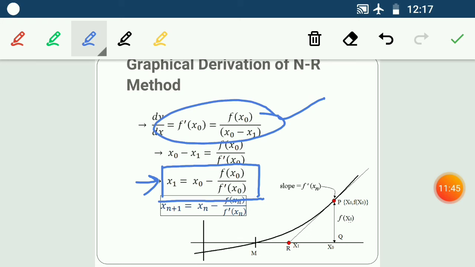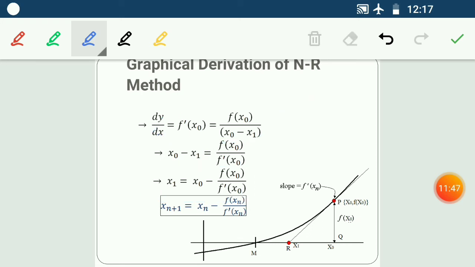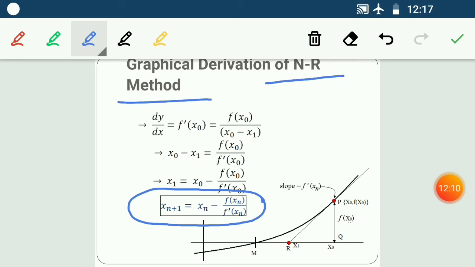So in general, if I have to go for a number of iterations, what will be my representation of the equation? That is x n plus 1 equals x n minus f of x n divided by f dash x n. So this is the equation which is going to be used for the calculation using the Newton-Raphson method. This should be remembered by all.